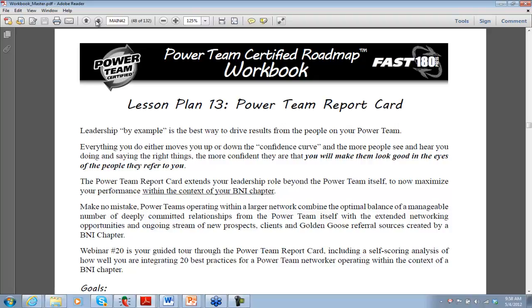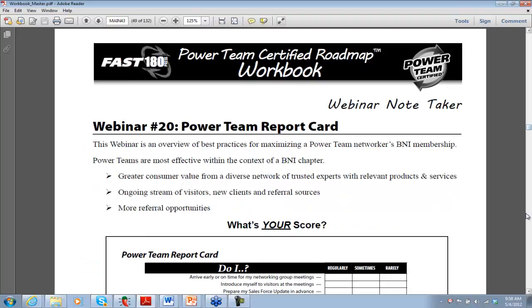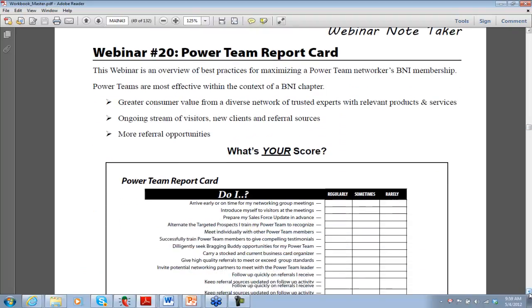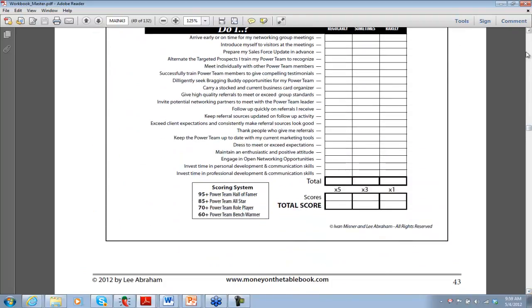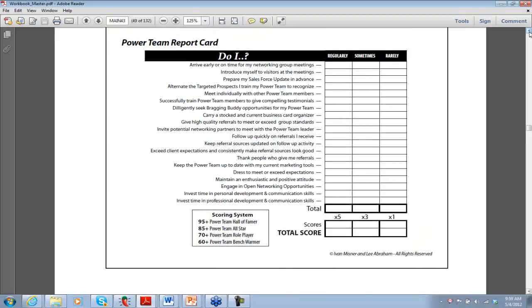We go to lesson plan 13. This is important stuff on the chapter level. So the Power Team report card, basically what it does is gives you best practices for how you can be a leader at the BNI meeting. It's more about being a Power Team networker in the context of the BNI meeting, more so than internal to the Power Team itself.